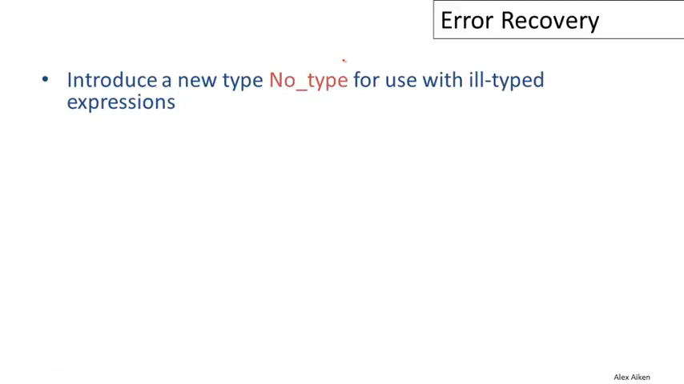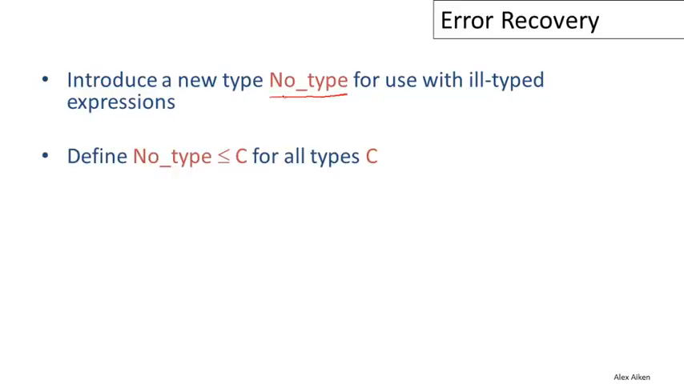Another possibility is to introduce a new type, no type, that is specifically for use with ill-typed expressions. And no type is very special. It's not a type that's available to the programmer. It's only available to the compiler, and it's just there for error recovery and type checking. And the special property of no type is that it's going to be a subtype of every other type.